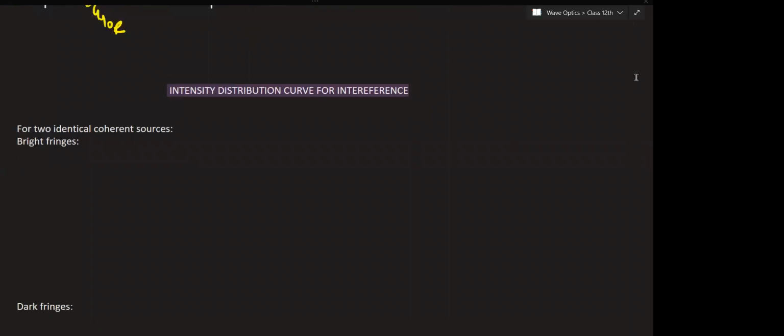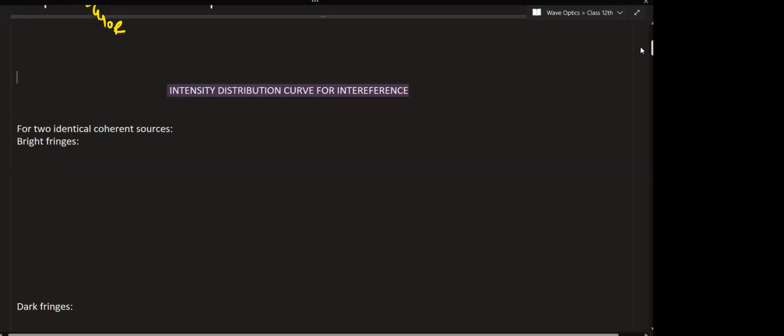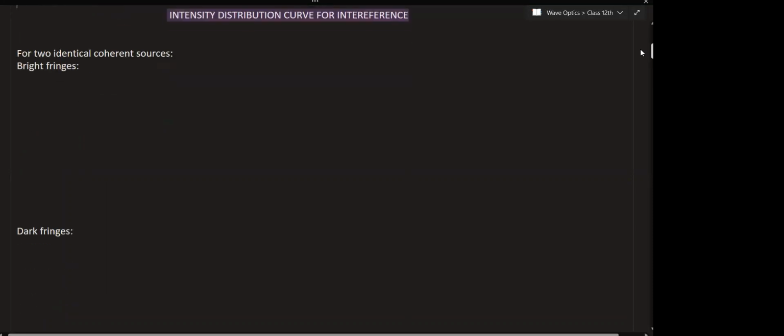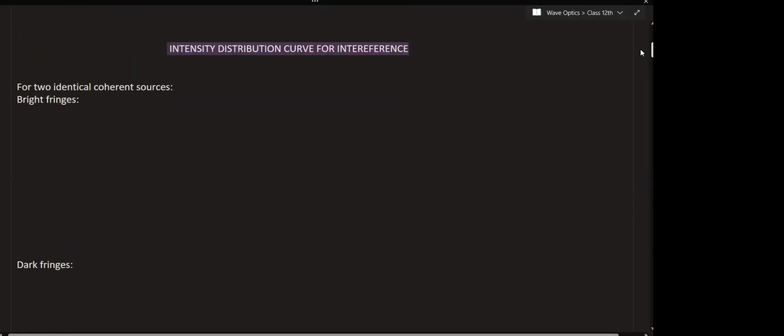All right, class. Now, intensity distribution curve is the topic. I think this will be the last topic for today. Two numericals will be left that we'll do in the next class along with diffraction. So let's complete this topic, intensity distribution curve. Then the major portion of your interference will be completed.